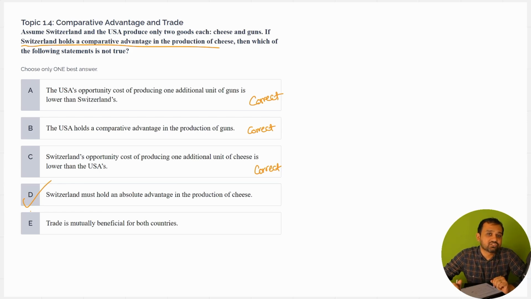Trade is mutually beneficial for both countries. As long as one country has a comparative advantage in the production of something, that means the other country has a comparative advantage in the production of something else. So they will be specializing in the good they have comparative advantage in, and a mutually beneficial term of trade will be between the opportunity costs of any given product, right? So trade will be mutually beneficial for both countries as well. So this is also a correct statement, with D being the only incorrect one and being the answer to this question.